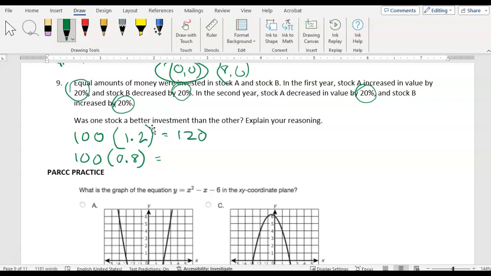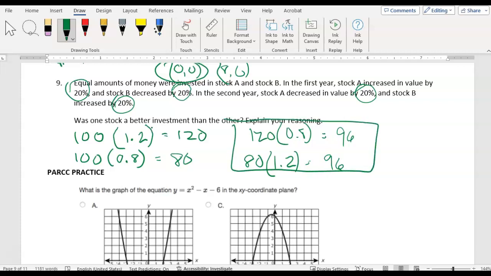And then it decreases by 20%. So then we have 120 times 0.8, which gives us 96. Ooh, interesting. Okay. So then if we have 100 and it decreases to 80%, by 20% rather, it decreases to 80. But then if I take 80 and I'm now increasing it by 20%, I'm going back up to 96. So interestingly here, they are the same.